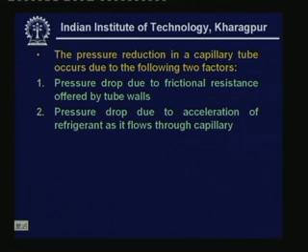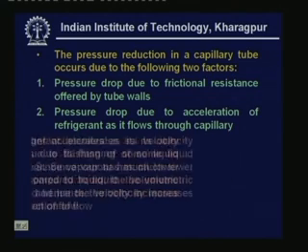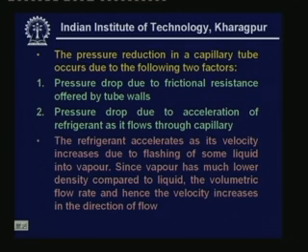So why does the refrigerant accelerate as it flows through the capillary? Because you know that when the refrigerant flows through the expansion device, flashing of liquid into vapor takes place. As flashing takes place, some vapor is generated, and since vapor has much lower density compared to liquid, the volumetric flow rate and hence the velocity increases in the direction of flow. Since the velocity continuously increases in the direction of flow, the refrigerant gets accelerated. This requires a certain pressure drop. So ultimately the total pressure drop across the capillary tube is because of the frictional effects and because of the accelerational effects.